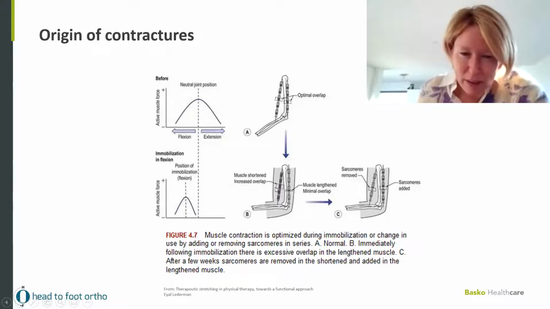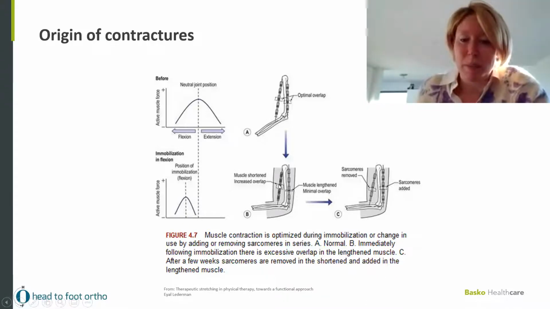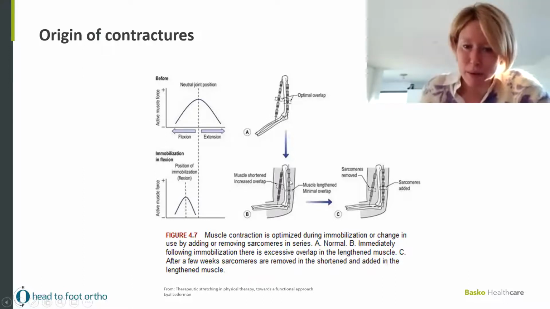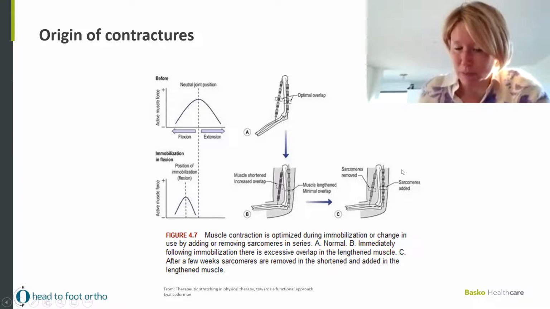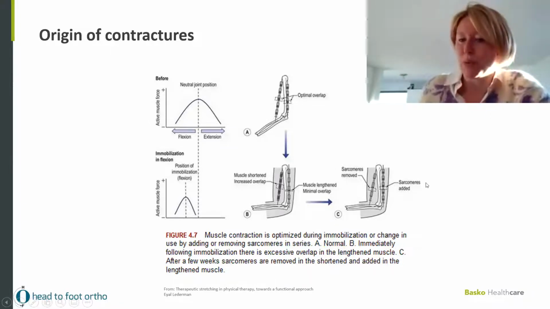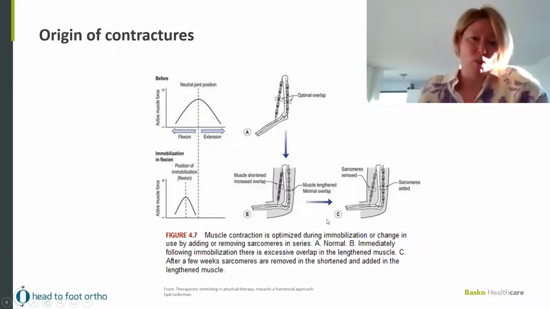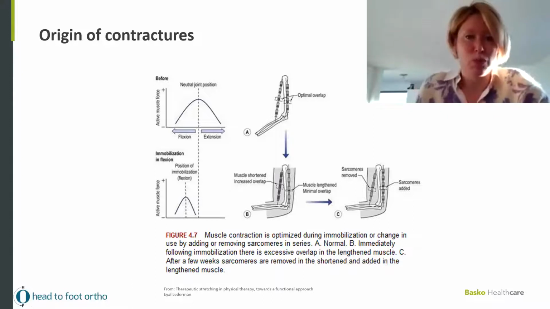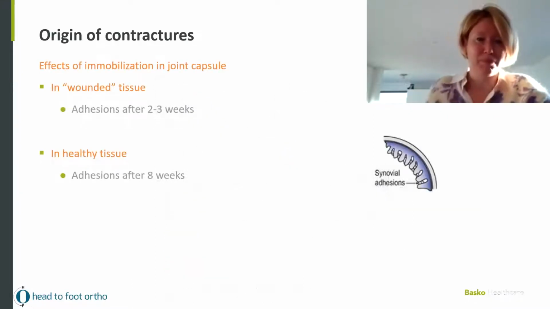You can see that the flexors in this position will be shortened, and you will have an increased overlap, and eventually they will just disappear. You will have fewer sarcomeres. On the backside, the muscle is lengthened, there will be minimal overlap, and you will have sarcomeres added at the end of the immobilization. Knowing that sarcomeres will be removed and added, while treating and applying force on the other side, we can do the same thing in the other direction.